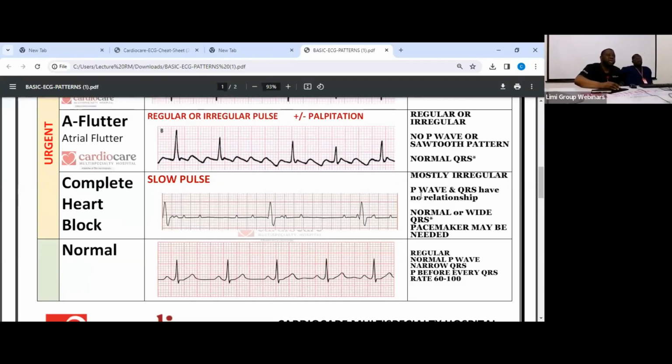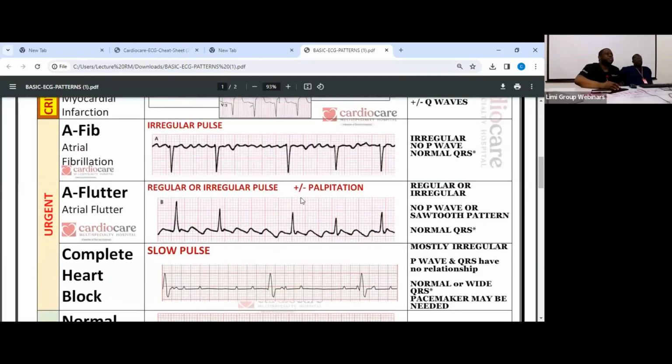Mostly it's irregular. P wave and QRS have no relationship, normal or wide QRS, and a pacemaker is needed. Then we said pulse could be regular or irregular. And we could have multiple P waves before a QRS, like a Mobitz 2-1 or maybe Mobitz type 2. You would say that could be a flutter.